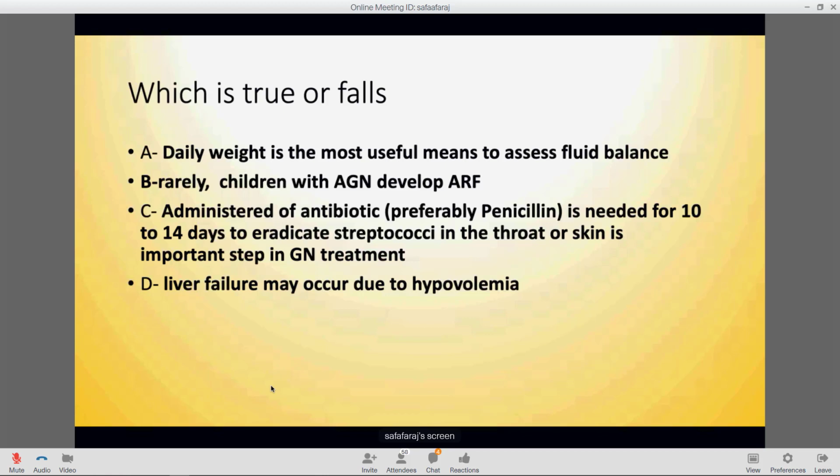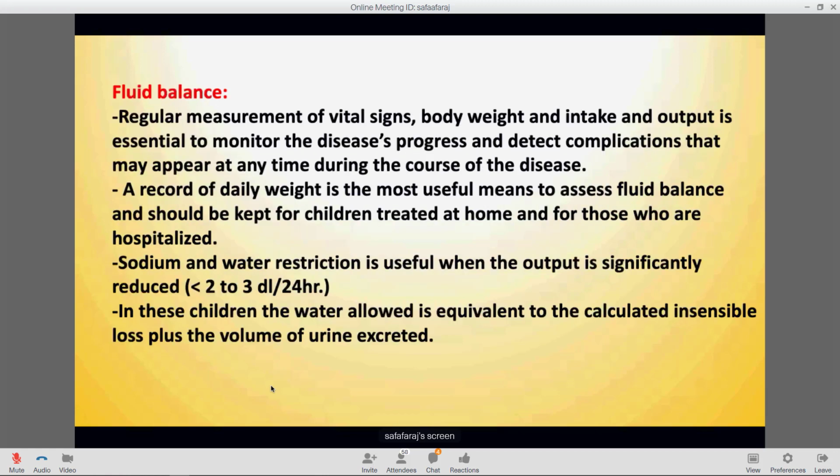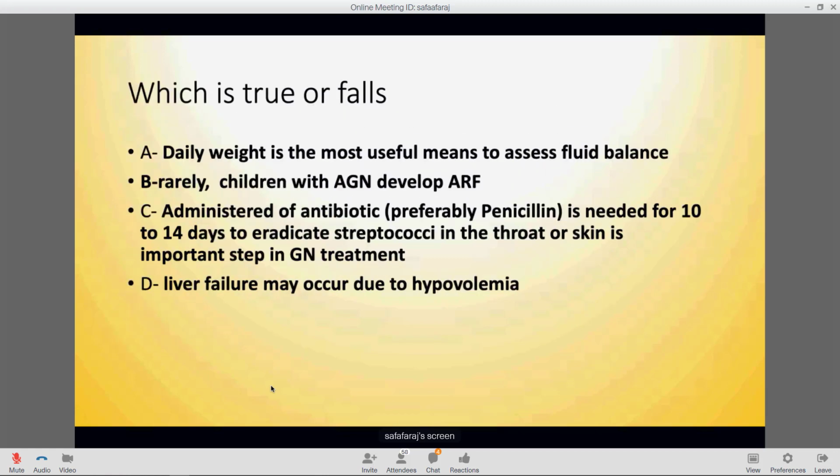D. Liver failure may occur due to hypovolemia. It becomes hypervolemia. False.